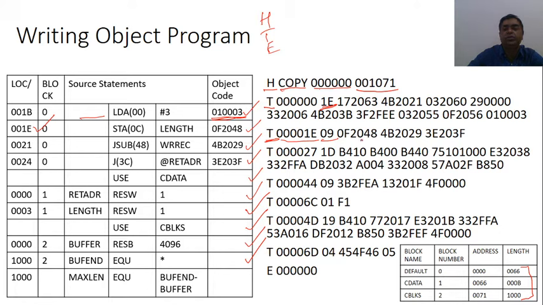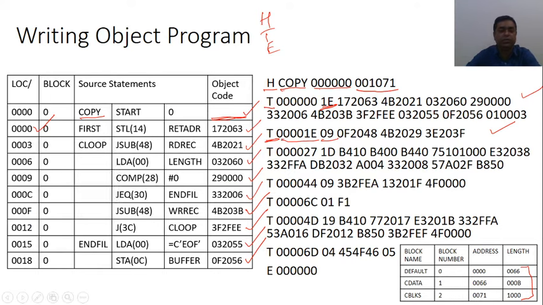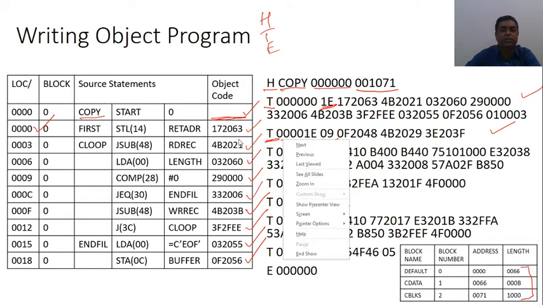0F2048, then 4B2029, then 3E203F. Now you can see these text records are from the default block. You can see this in the program also.